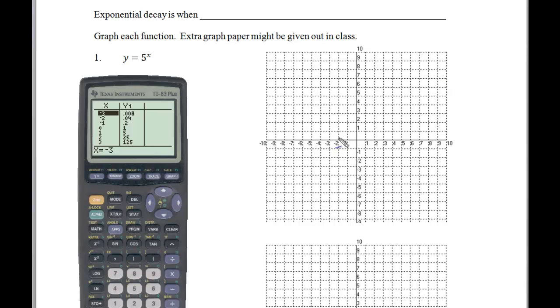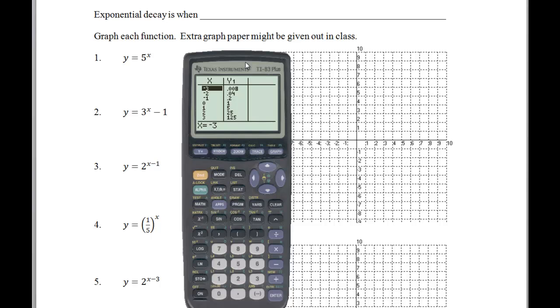-2 and 0.04, or 4 hundredths, is very small, so it would be very close to the bottom there. -1 and 0.2, which is about 20%, that's going to be about a quarter of the way up. At 0, it's 1. At 1, it's 5. And at 2, it's 25. Now, since I'm graphing off the grid there, I'm going to choose another point, like let's say the -3 is 0.08. And since that's on the screen, I can easily graph that like so. So here is an exponential growth graph of y equals 5 to the x.